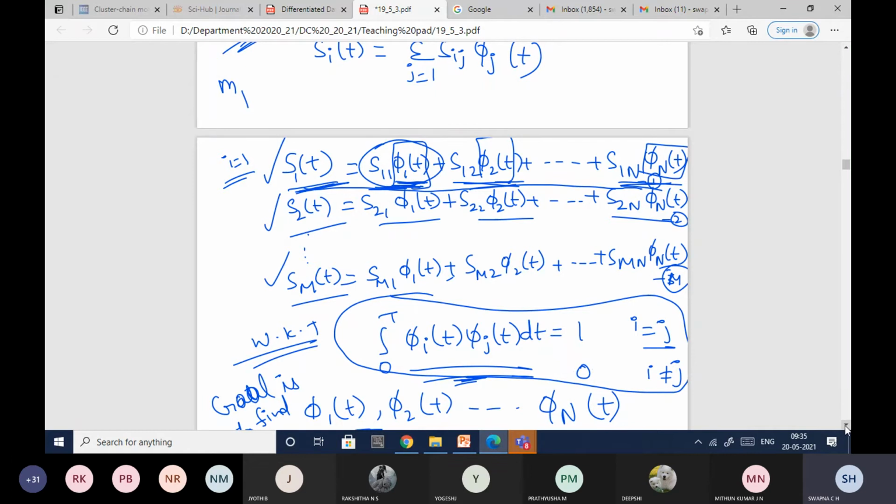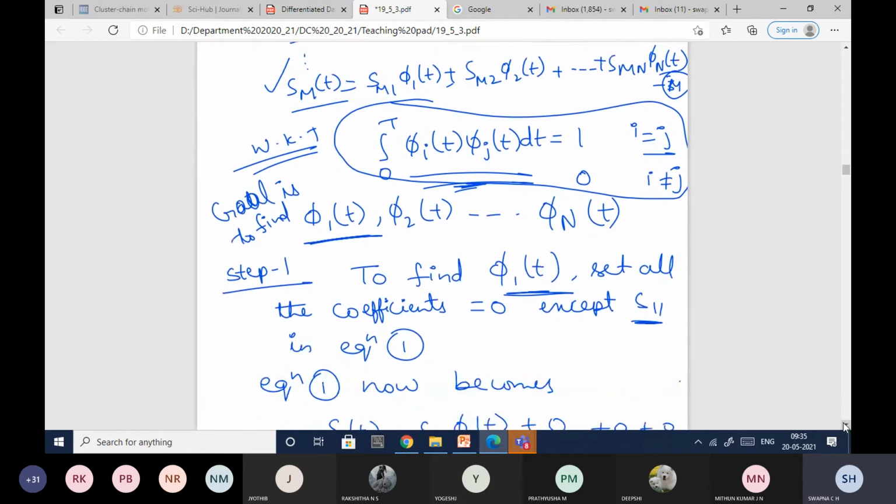Coming to the Gram-Schmidt orthogonalization procedure, what it will do is help us find phi 1 of t, phi 2 of t, phi 3 of t, phi 4 of t, and so on until phi n of t, where this n is always less than or equal to m. The number of orthogonal basis functions required will always be less than or equal to the number of symbols generated.